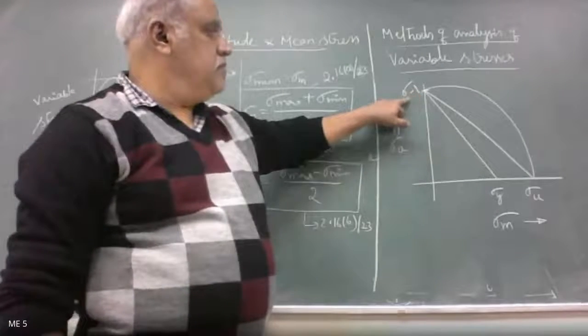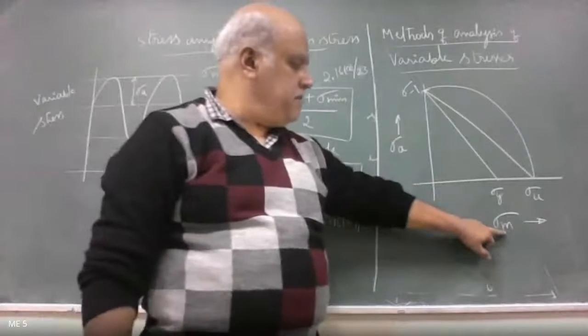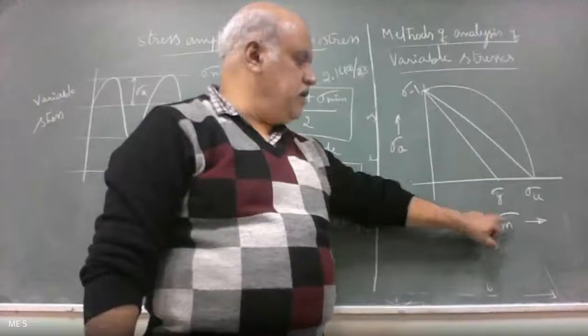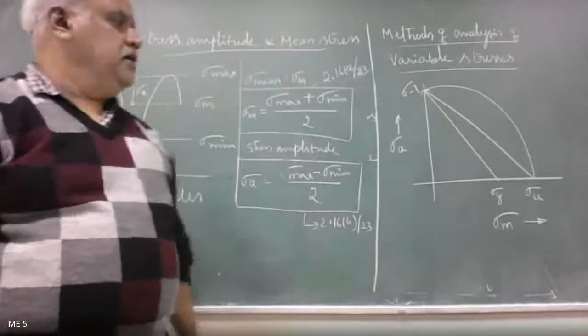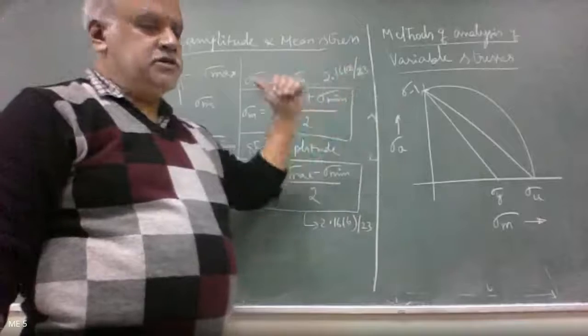What can you see here? Sigma -1, endurance stress. What is this? Stress amplitude. What is this? Mean stress. Fine. What is this? Yield stress. This is? Ultimate stress. Excellent. So there are various methods of analyzing variable stresses.